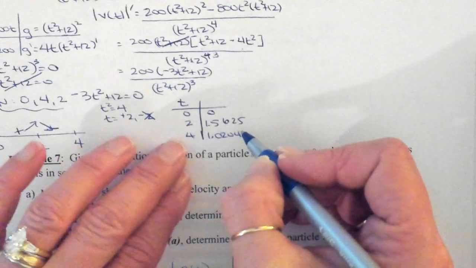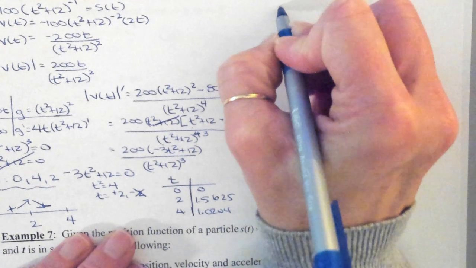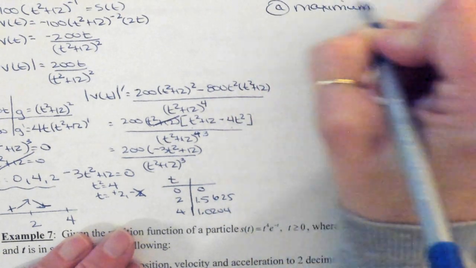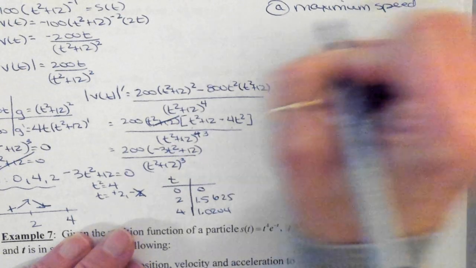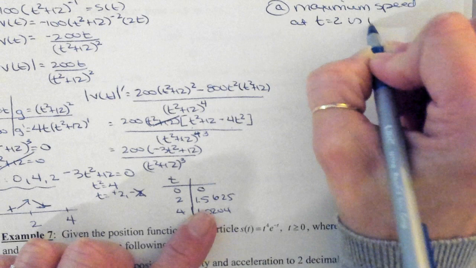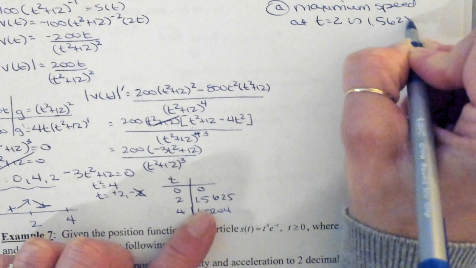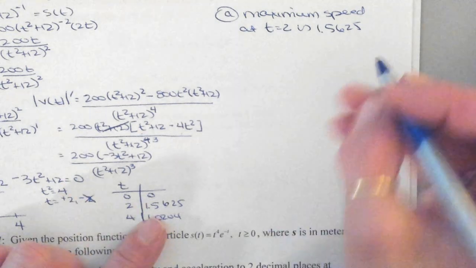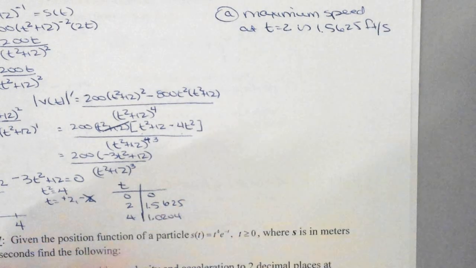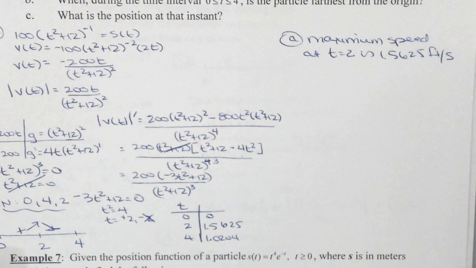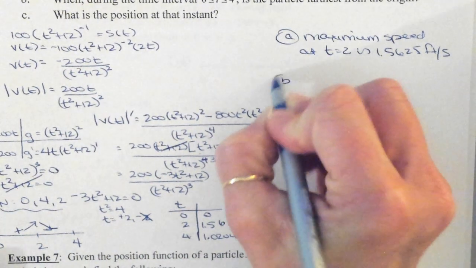Okay, so I got to go right here for A. Maximum speed at time 2 is 1.5625 what? Yep. Yeah, all that for that teeny tiny answer. It's a lot of work, right? But now the next two are going to go quick.